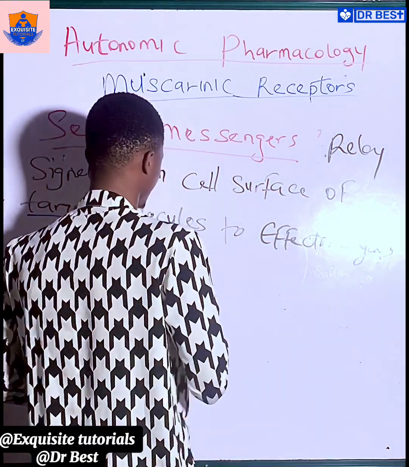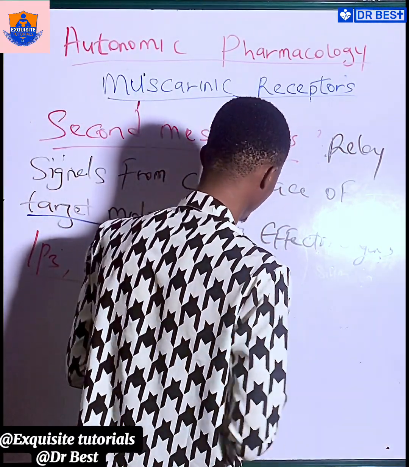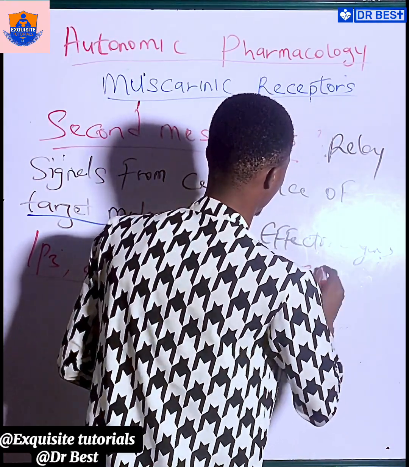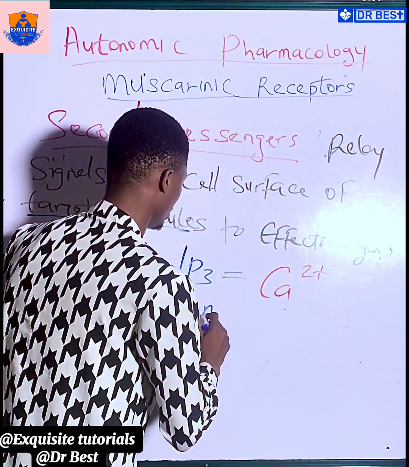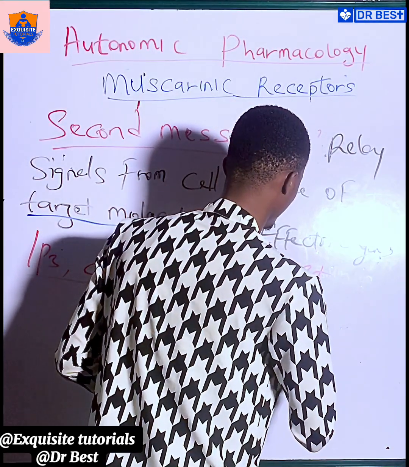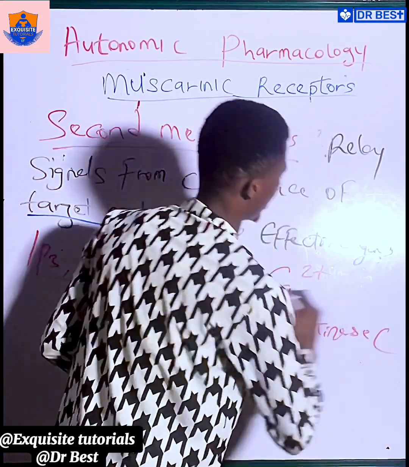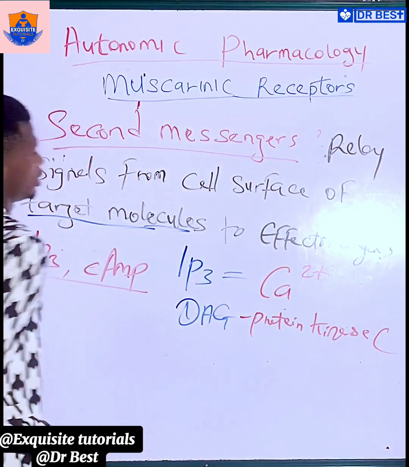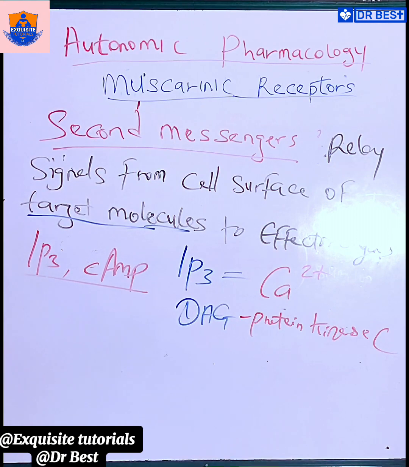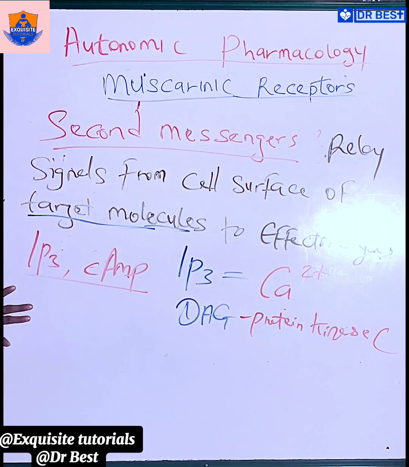Let's take it like this. IP3, calcium ion, DAG, protein kinase C. Now we have talked about this for M1, M3, and M5. I talked about phospholipase C, talked about what second messengers are, talked about IP3, DAG, and the rest.